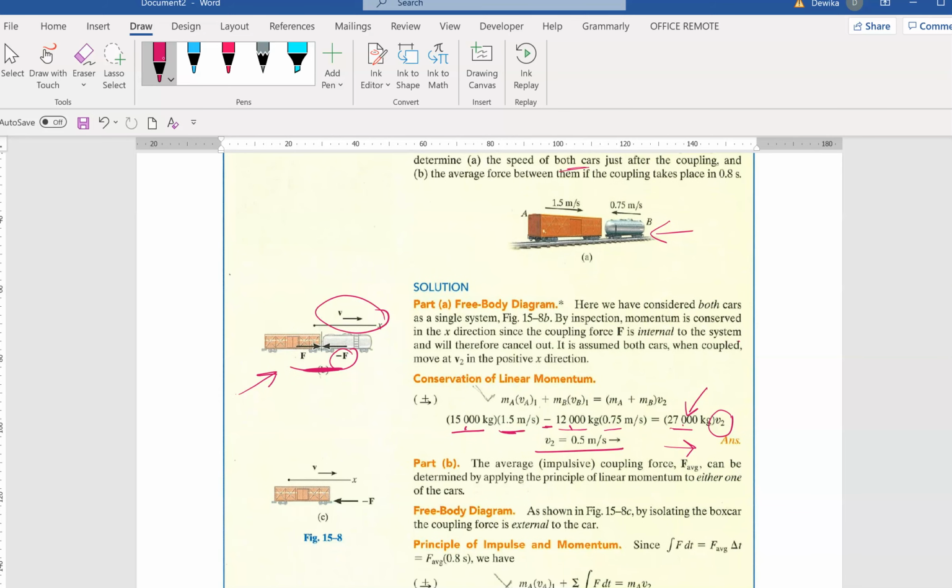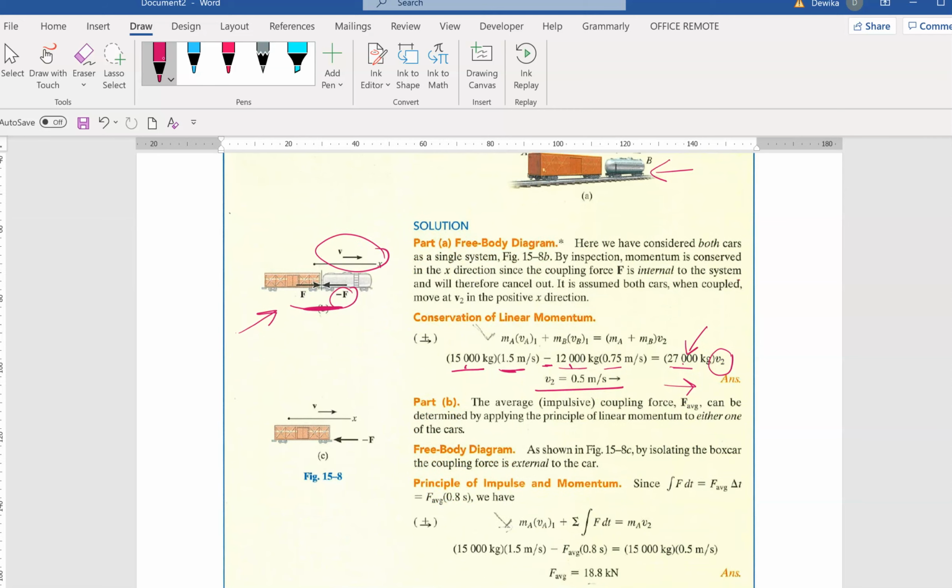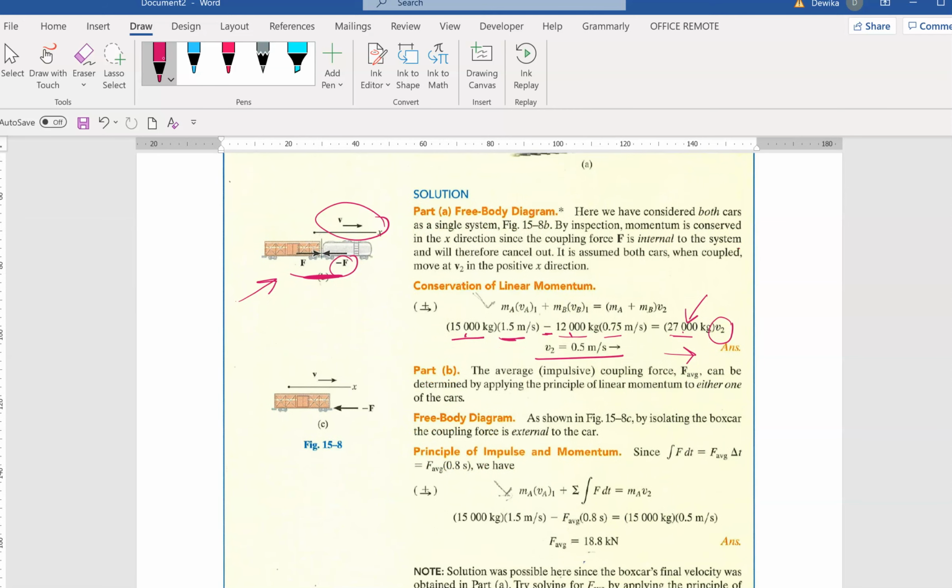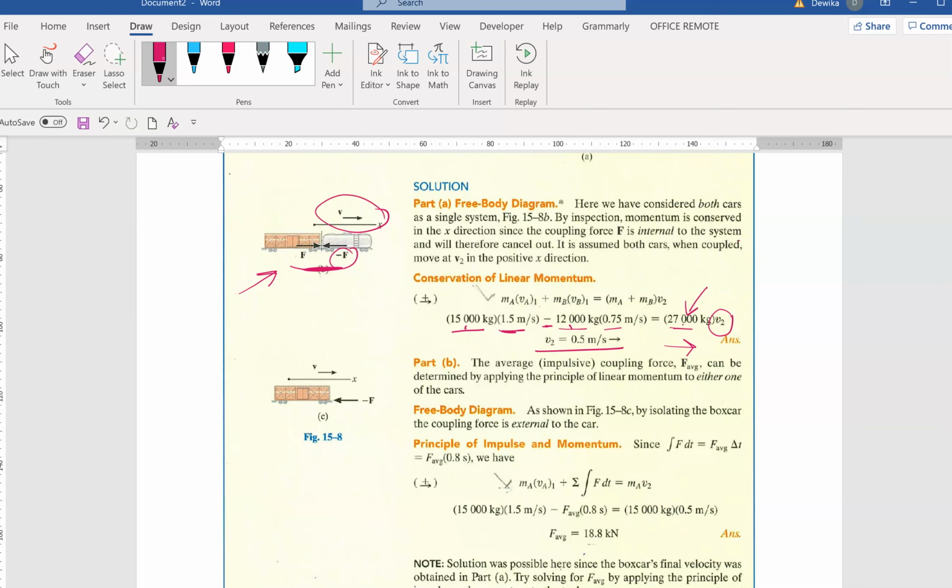Part B asks you to calculate the average force between them if the coupling takes place in 0.8 seconds. You need to pick one of the objects. If you want to do A, then it is like the textbook. You can repeat it by yourself at home with the formula for B. So let's do A first.